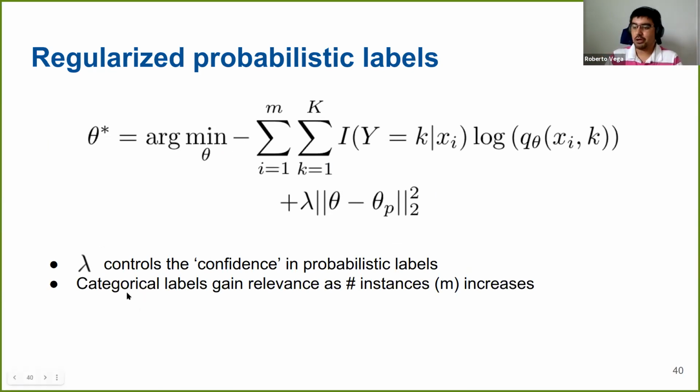Why? Because as the number of training instances, represented by m in here, increases, this loss function naturally gives more weight to the categorical labels. So as we accumulate more data, we start relying more on the categorical labels and less on the probabilistic labels. But when we have few instances, the probabilistic labels dominate.